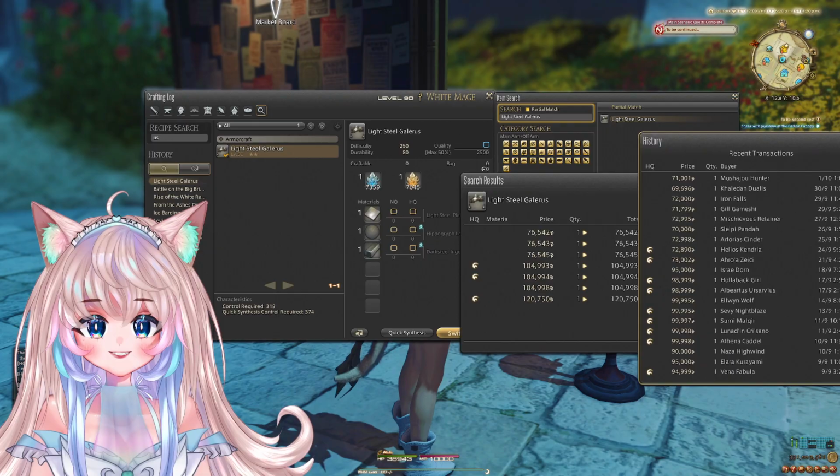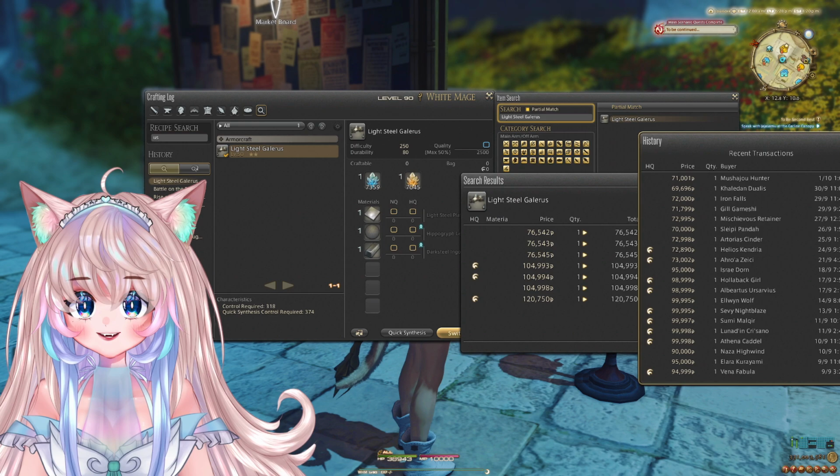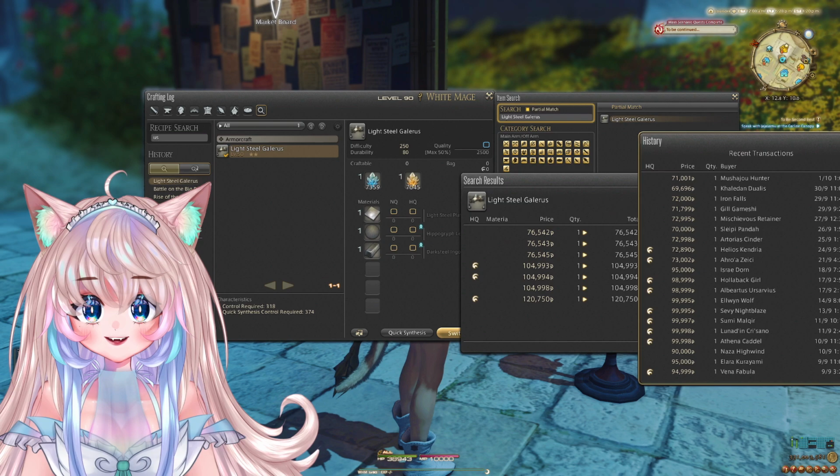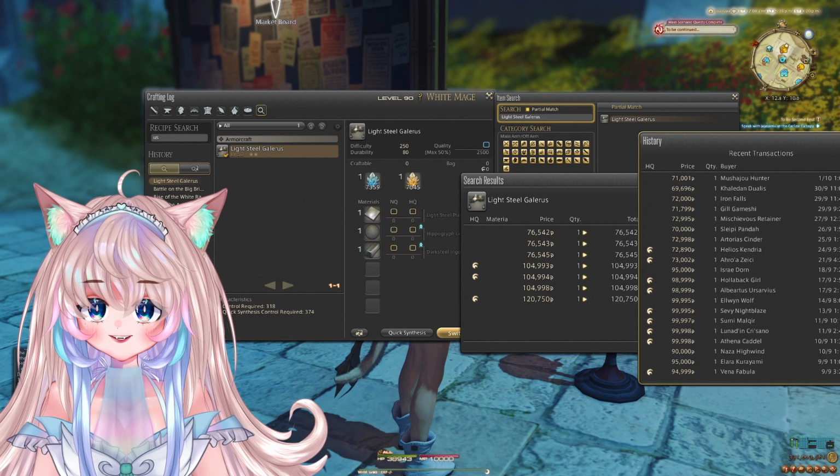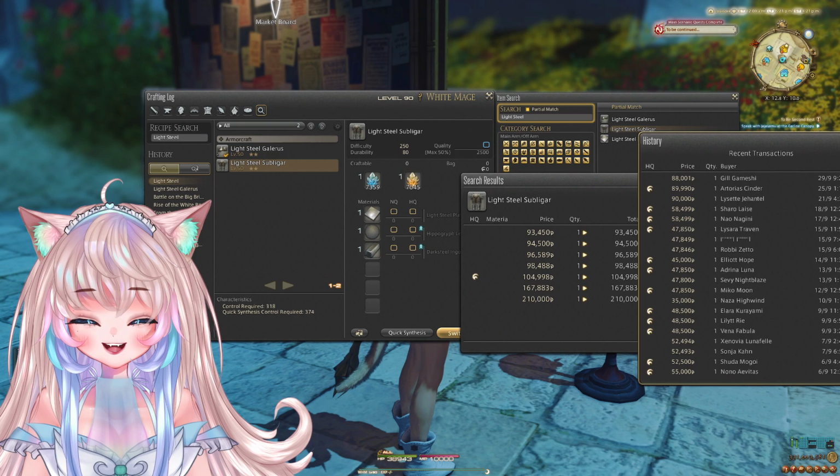Now, next up with A Realm Reborn crafting is, of course, glamour. Now, there are a lot of low-level glamour pieces that a ton of people want and buy every day, and the first one being the light steel items. The light steel galerus is bought pretty often and for a decent price as well. You only need to be, of course, level 50, but it does use your master book. And the bottom piece also sells quite well and for just as much.